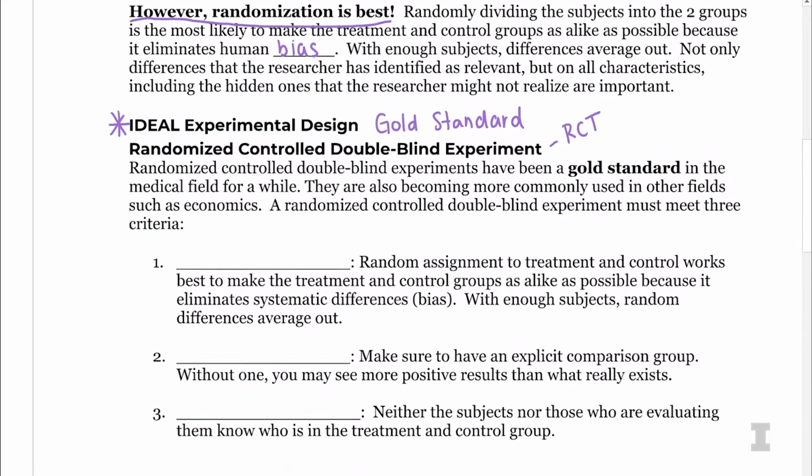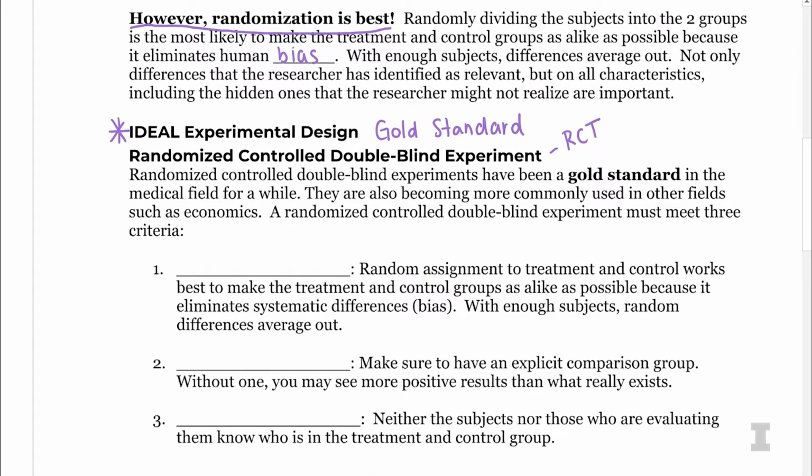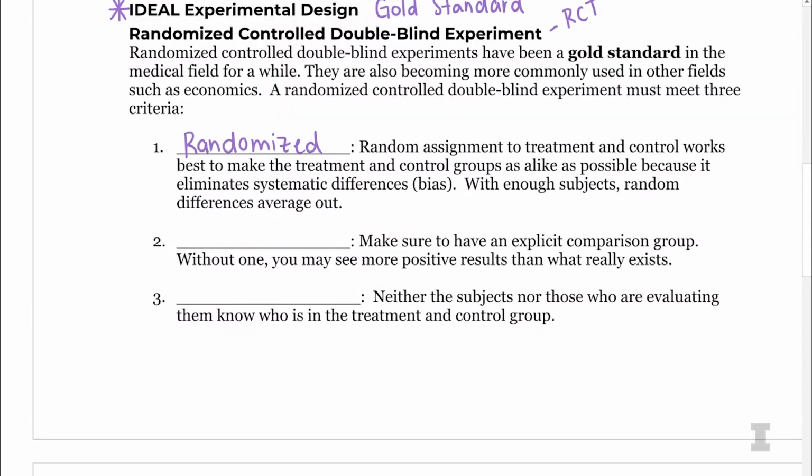The first part is the randomized. And we talked about that. We said we want to randomly divide the subjects into the two groups because it eliminates human bias. So the design should be randomized. The second part is the controlled. So we want to have that control group or the comparison group. The second thing for the ideal experimental design is that it must be controlled. We want to have an explicit comparison group that we collect data on. And sometimes, if you don't have a control group, you might see more positive outcomes than what really exists because you don't have that baseline comparison to make.